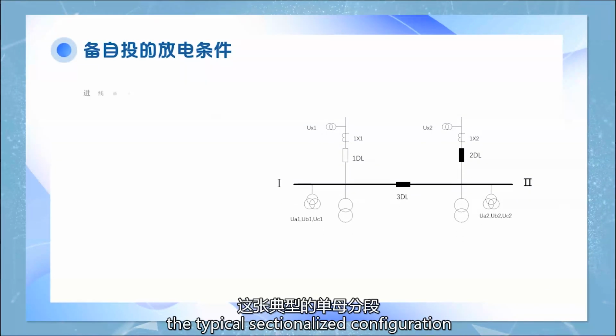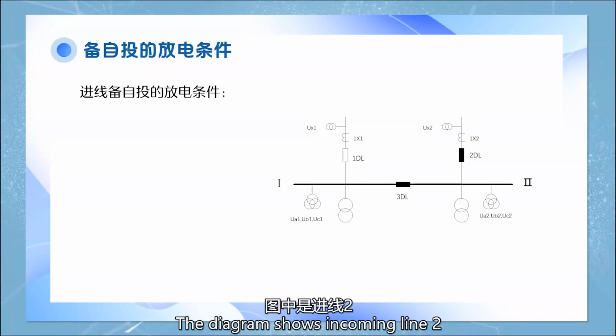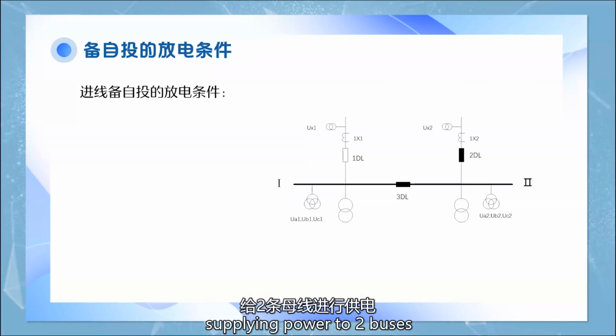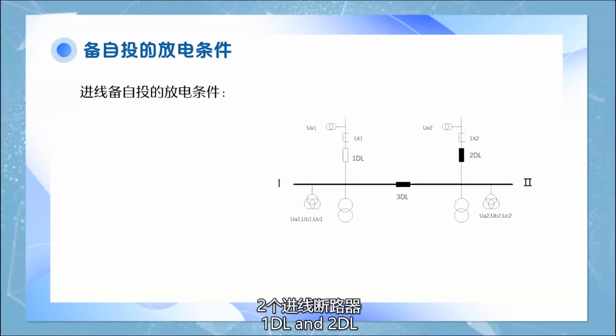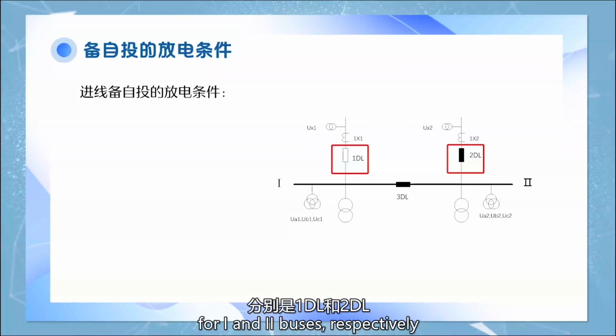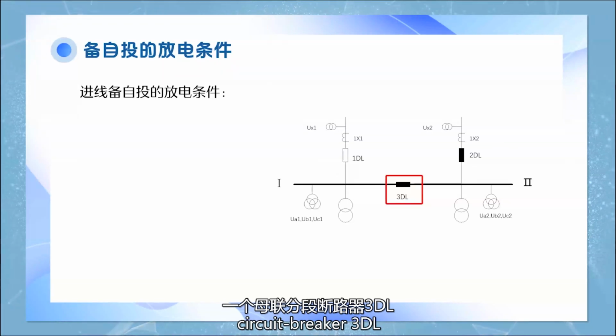Let's combine the typical sectionalized configuration diagram to explain. The diagram shows incoming line 2 supplying power to two buses, that is, two incoming circuit breakers, 1DL and 2DL, for 1 and 2 buses respectively, and one bus tie section circuit breaker 3DL.